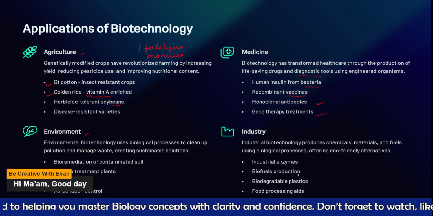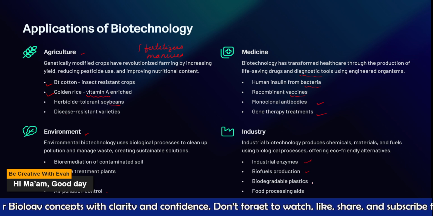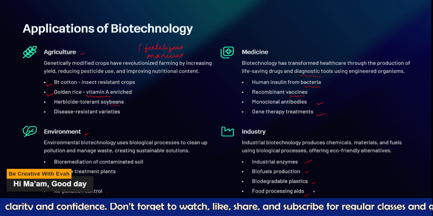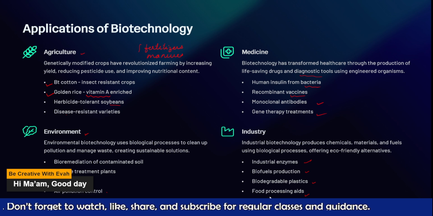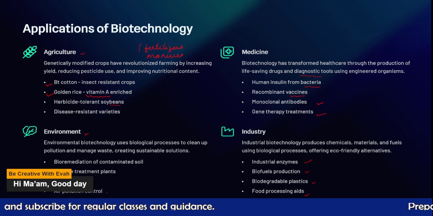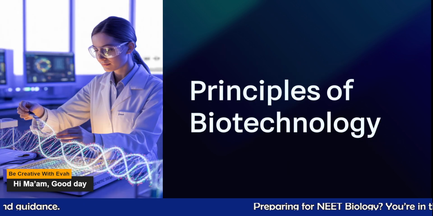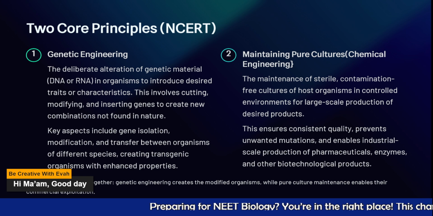And industries: enzyme production, biofuel production, biodegradable plastics, food processing aids, and all are some examples of applications in industry. So, biotechnology is very essential in modern biology, because a lot of problems can be solved by using biotechnology, right? So let's start the main topic, principles of biotechnology.